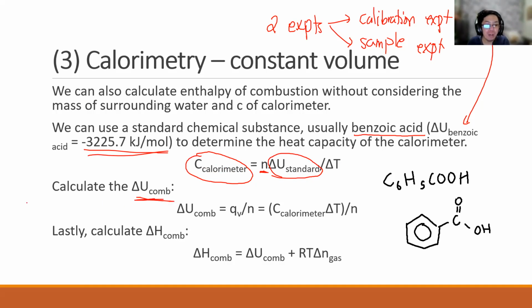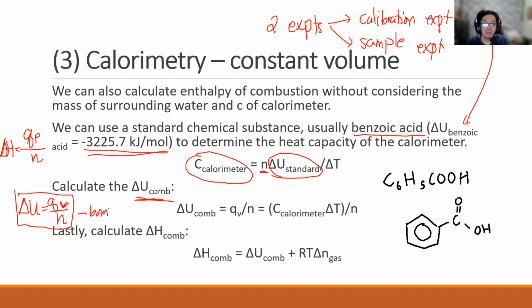Recall, Josh, that delta U is Q over n. But because this is constant volume, it's QV. What about when it's QP, Josh? What is that equal to? The QP over n. This one is constant volume, this one is constant pressure. What is that equal to? Very good. That's delta H. Correct. That's enthalpy. So, this is what we get with a bomb calorimeter.